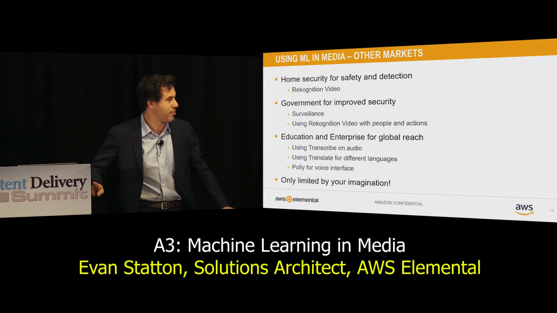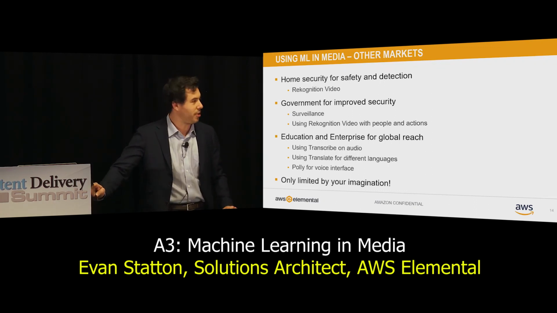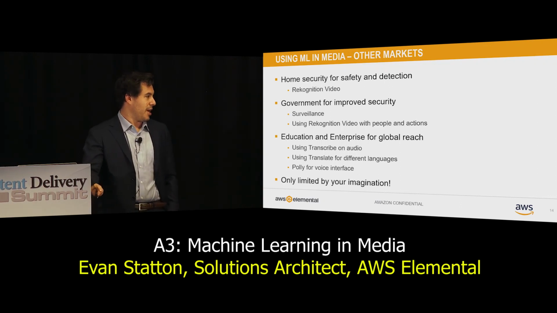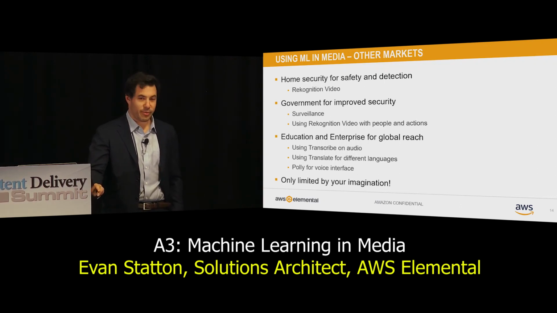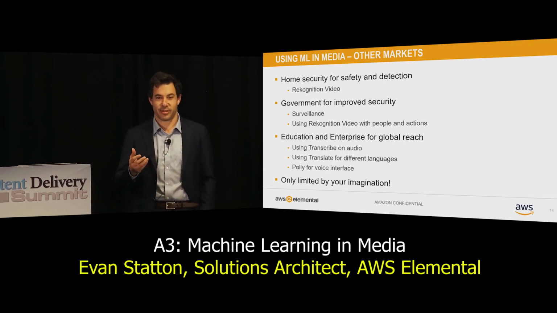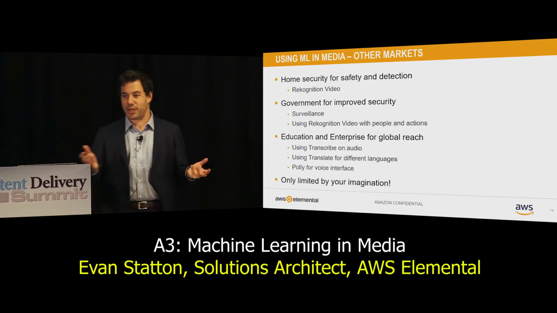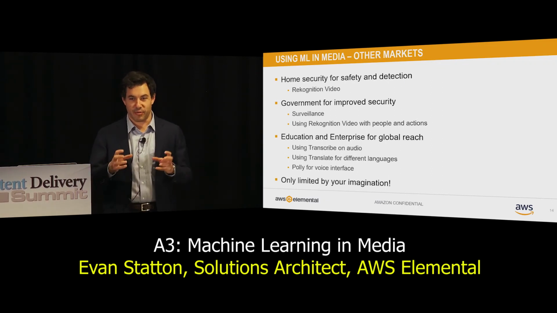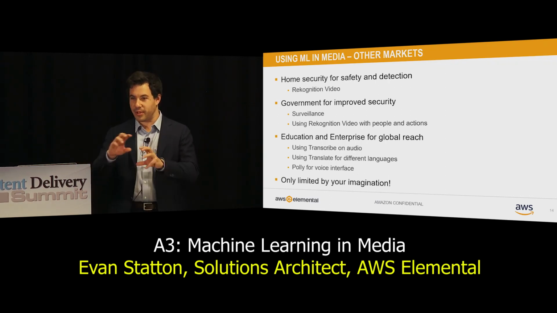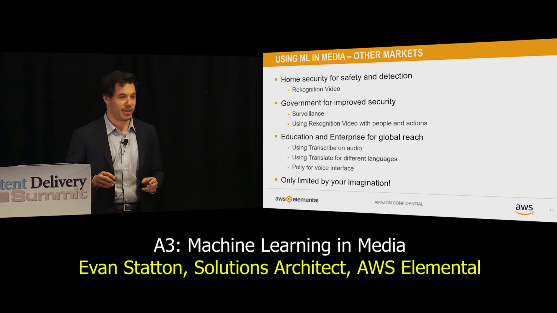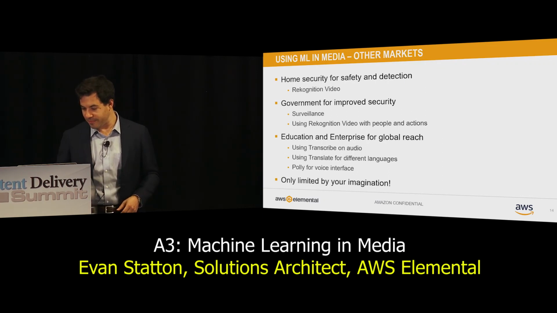Government, same idea. Use recognition video for people and actions, track people. For education and enterprise, transcribe and translate different languages, stuff like that. But the most important thing is the thing at the bottom, which is that we're only limited by our imaginations here. Hopefully I shared with you a couple of ideas that could give you any number of ideas. You could really take these building blocks that we have and piece them together any way you'd like. And feel free to log into the AWS console and just play around with them.